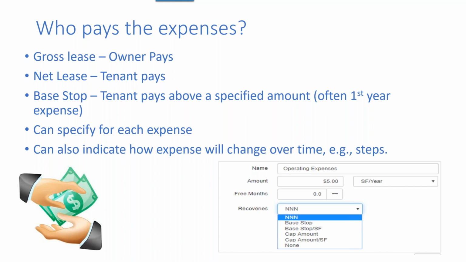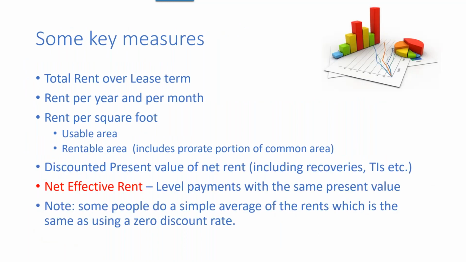And like with free rent, there may be a period where you don't have to do the recoveries. And then, as I talked about above, you can see the choices: triple net lease, base stop per square foot, even a cap amount where expenses above a certain amount then have to be paid by the owner. You can only pass through a certain amount, or it could be a gross lease, which would be none. So you don't have any recoveries.